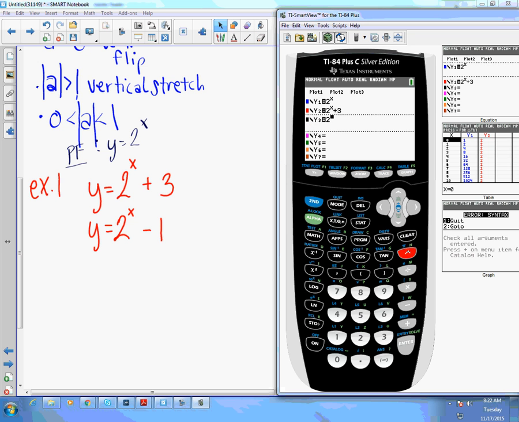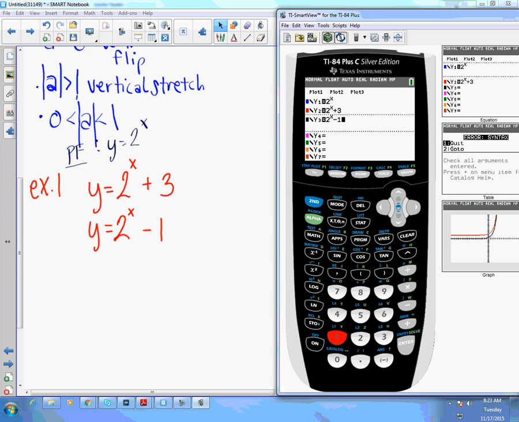2 to the x, make sure you're out of the exponent using the arrow if you need to, minus 1. So we have three functions. We have our parent function, and then again with plus 3, and then again with minus 1.